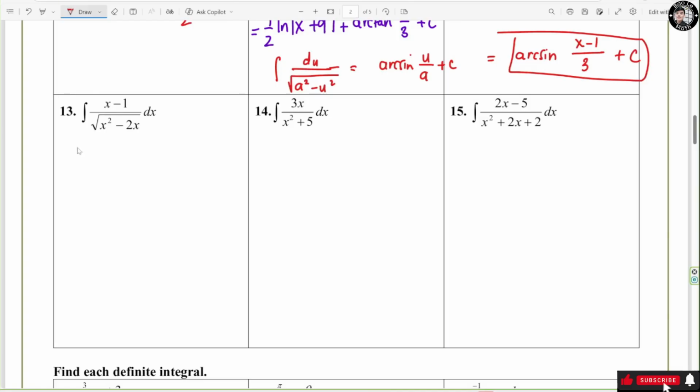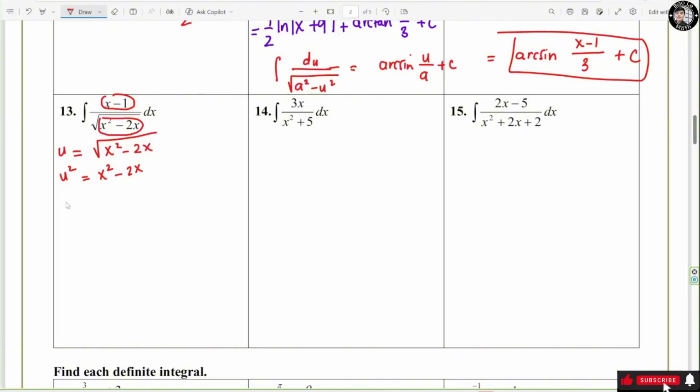Now let's move on to question 13. Observe that if you take the derivative of the denominator right here, it becomes the numerator right here. So we're going to let u equal the square root of s squared minus 2s, and then I'm going to square both sides, so I have u squared equals s squared minus 2s.